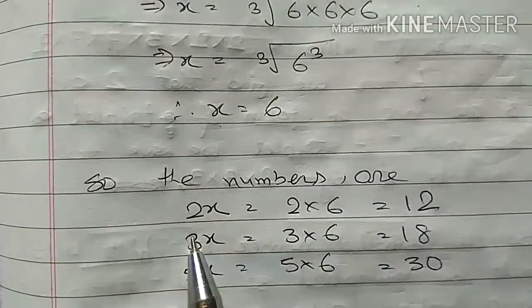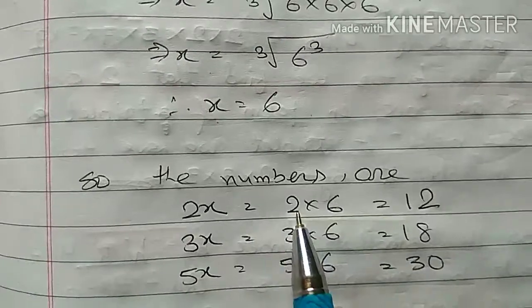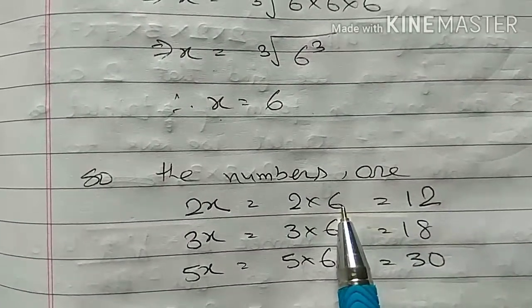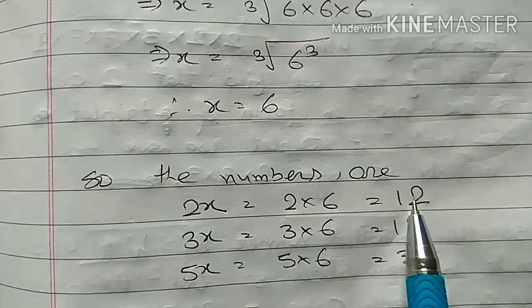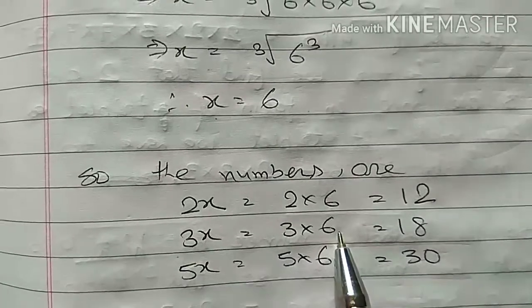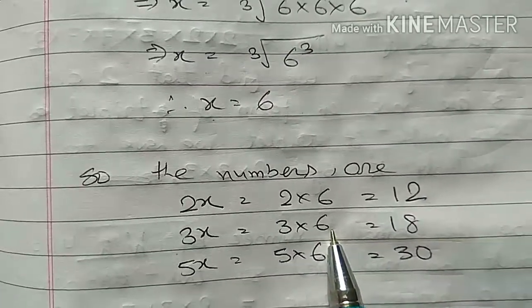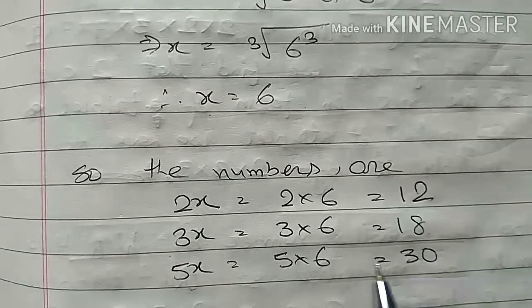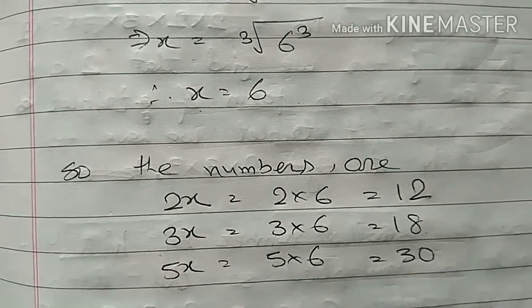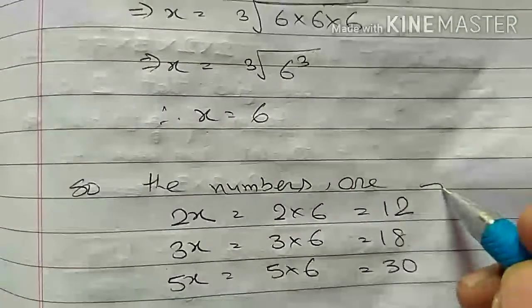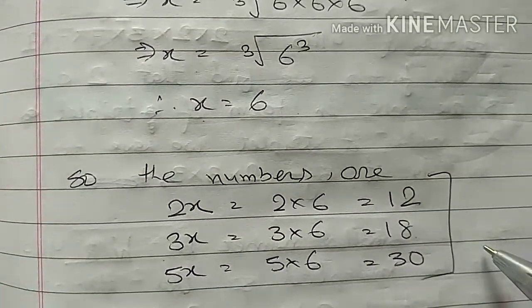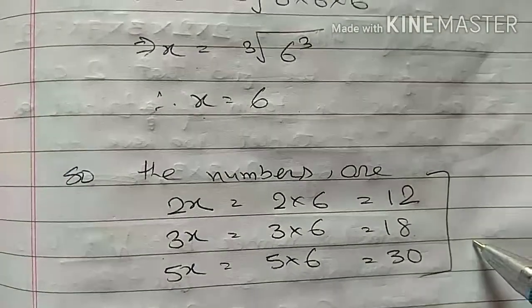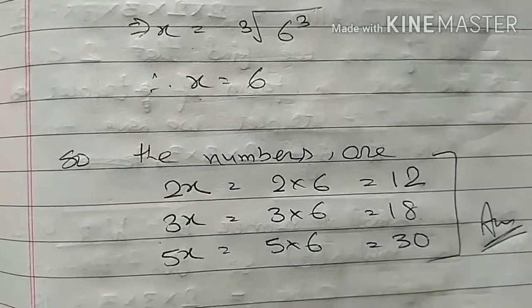So the numbers are 2x, 3x and 5x. 2x is equal to 2 into the value of x, which is 6, so it becomes 12. 3x is equal to 3 into the value of x, which is 6, so it becomes 18. 5x is equal to 5 into 6, which becomes 30. So this way we get the value of all the ratios. Okay, so this is the answer.